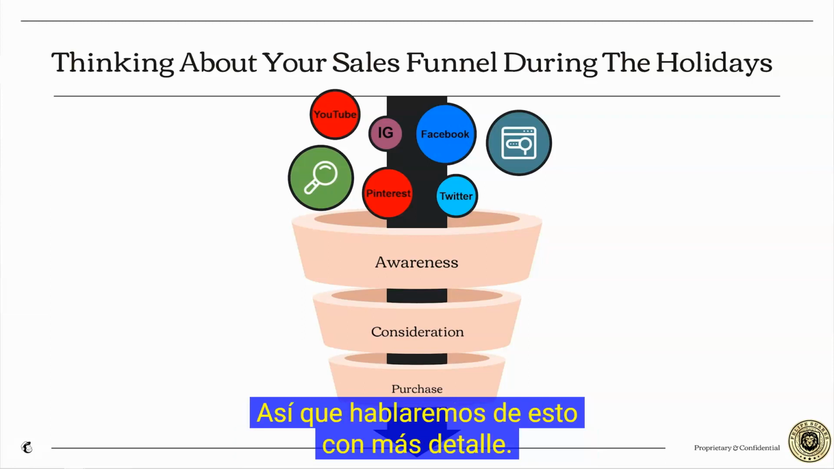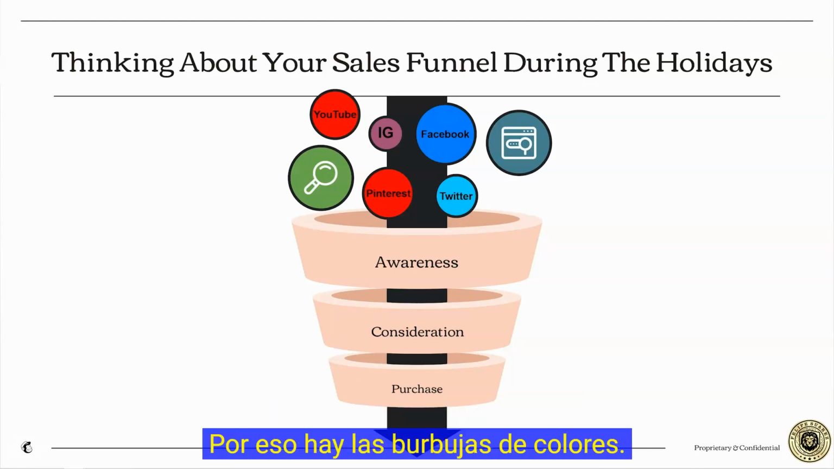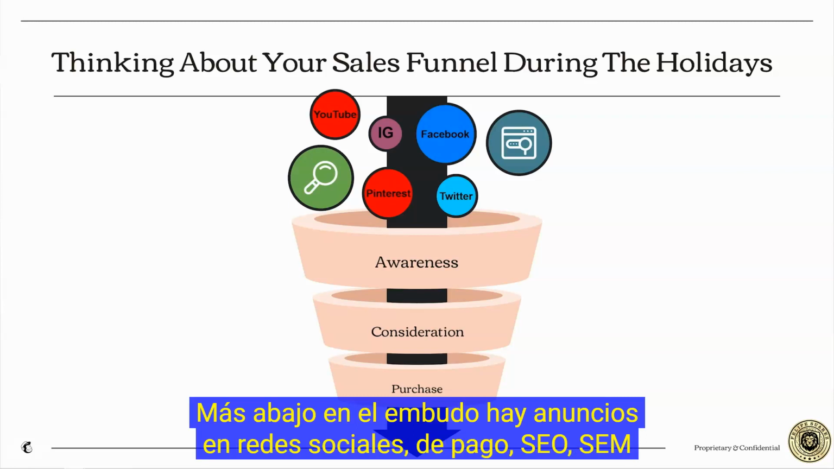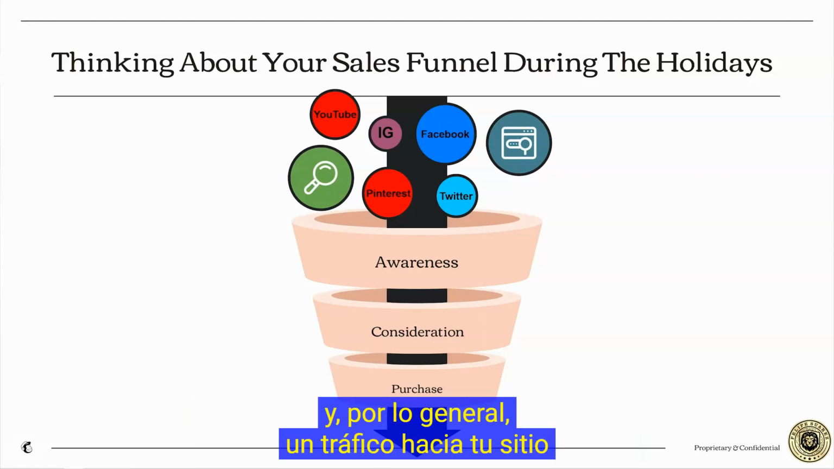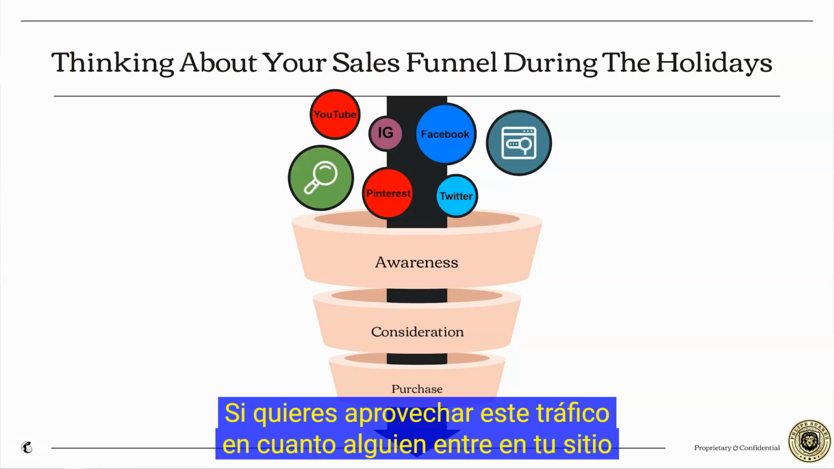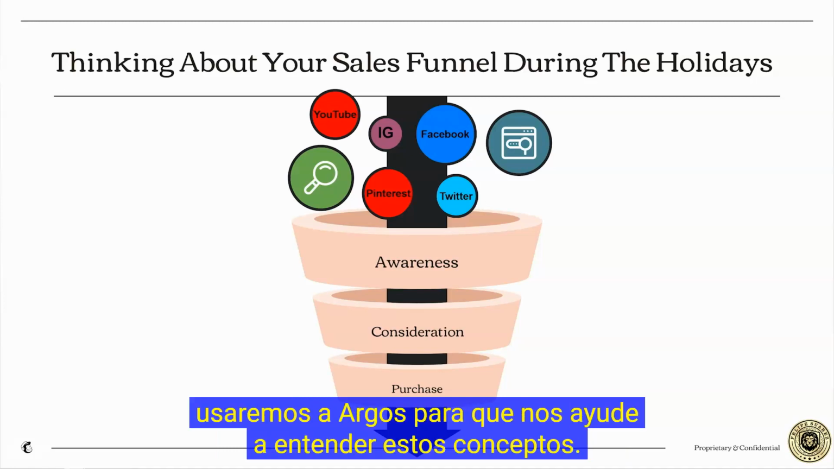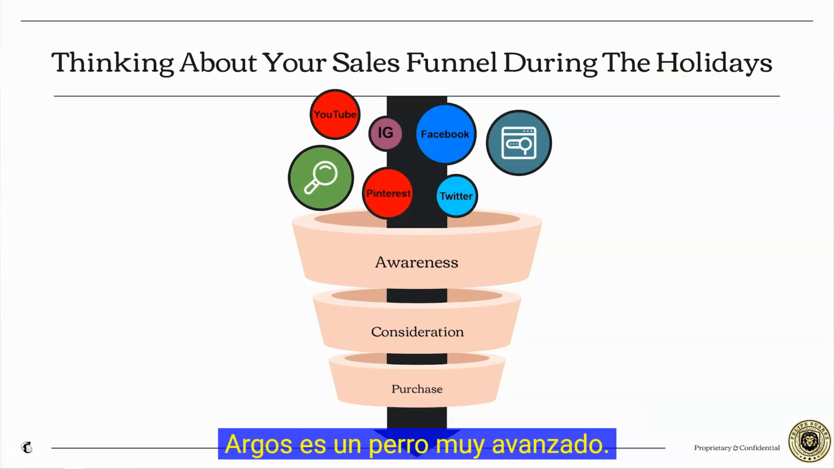So we're going to talk about these in more detail. But during the holidays, you're driving a lot of traffic to your site. So those color bubbles on the top driving into the funnel. You are doing social ads, paid ads, search, SEO, SEM, and then just generally getting more traffic to your site organically because it's the holidays. You want to make the most of this traffic whenever someone hits your website by having automation set up well in advance. So we are going to use Argos to help us understand these concepts.